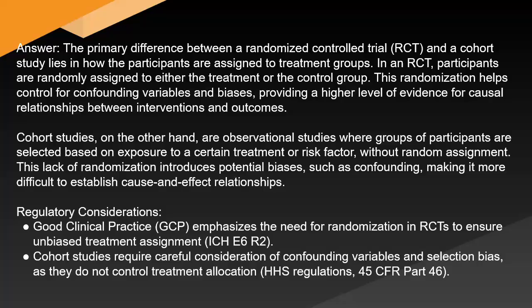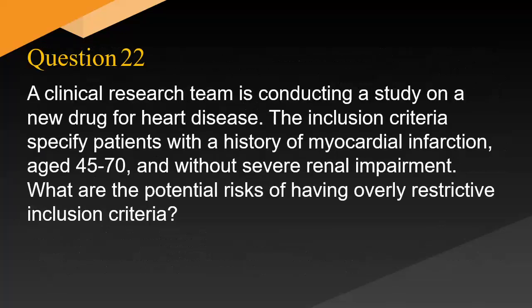Regulatory considerations. Good clinical practice (GCP) emphasizes the need for randomization in RCTs to ensure unbiased treatment assignment (ICH E6). Cohort studies require careful consideration of confounding variables and selection bias, as they do not control treatment allocation. HHS Regulations 45 CFR Part 46. A clinical research team is conducting a study on a new drug for heart disease. The inclusion criteria specify patients with a history of myocardial infarction (I21) and without severe renal impairment.